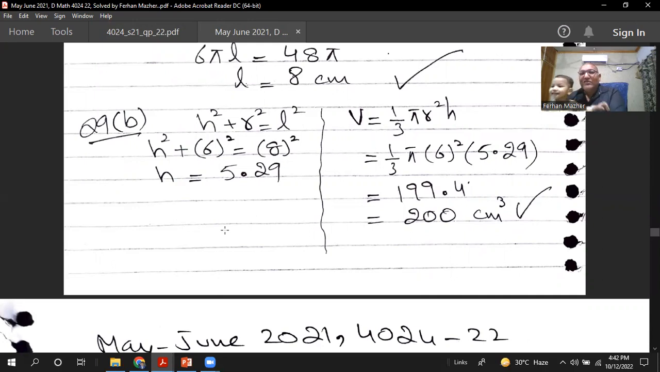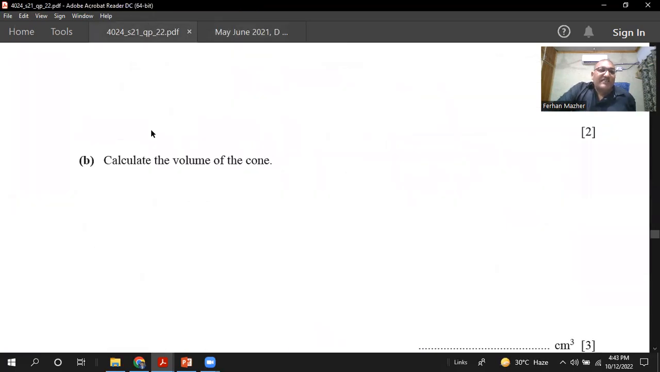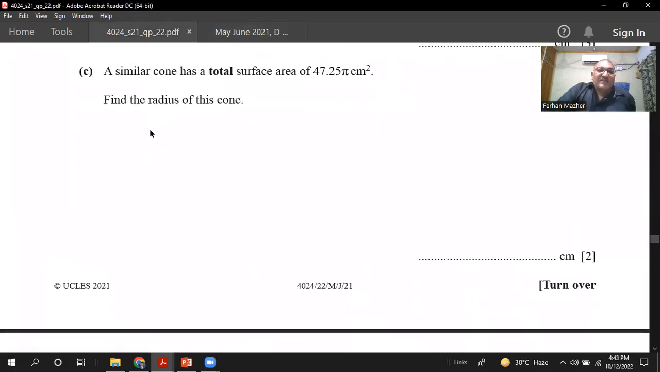If you want to find out the volume of the cone, volume is equal to 1 by 3 pi r square h. So it will be 1 by 3 pi 6 square multiplied by 5.29, and that will be 199.4. In one significant figure or two significant figures, it will be 200. So this is how you will do question number 9, B part. Then we have the C part.